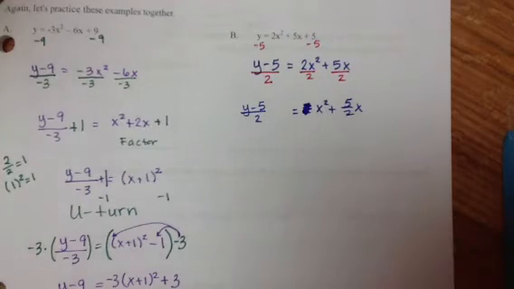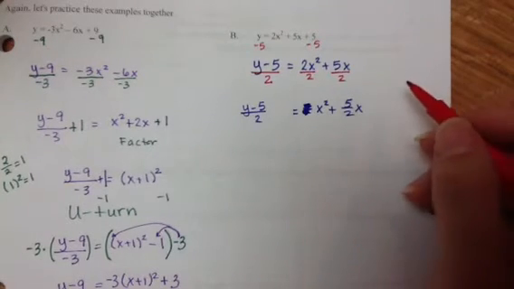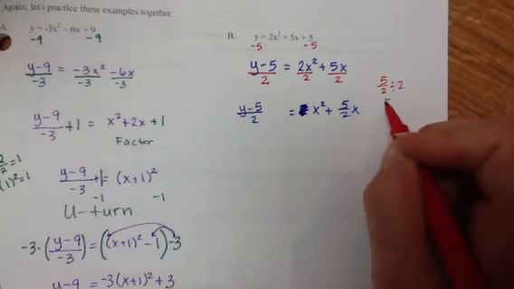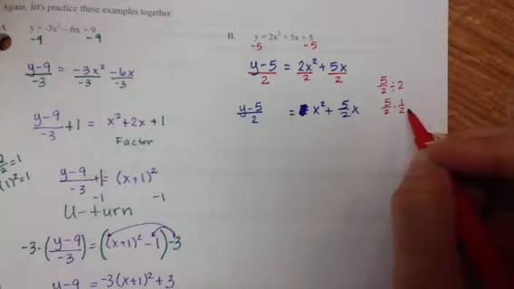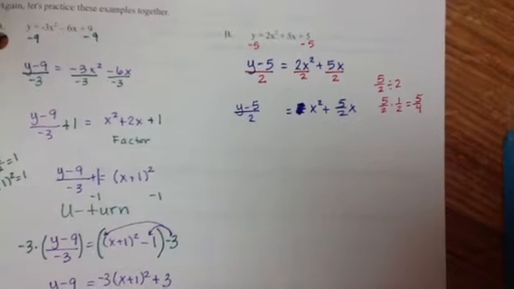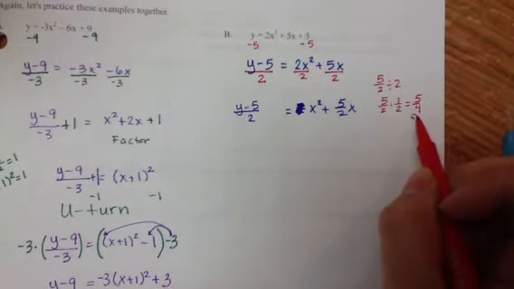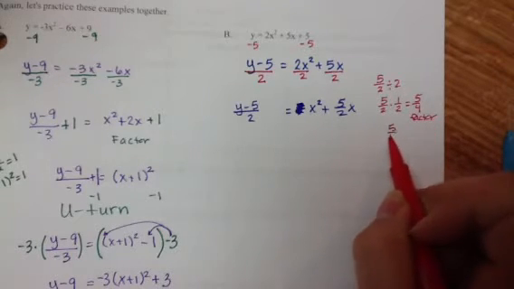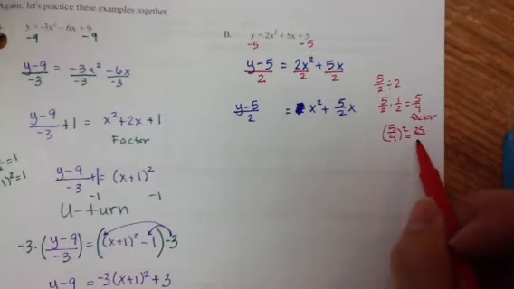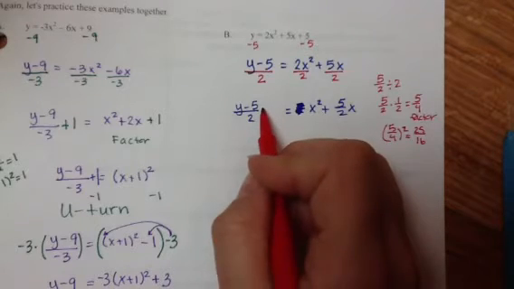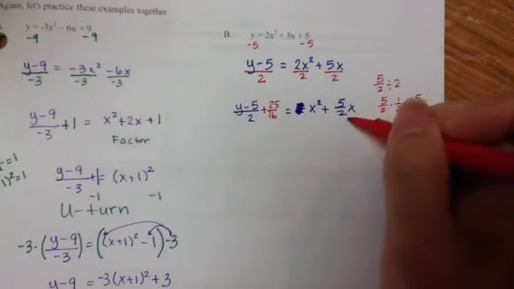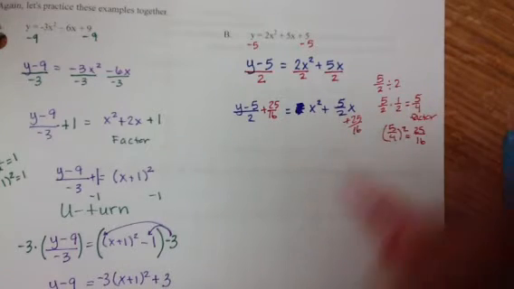Now this one's going to get a little messy because when I find my b divided by 2, 5 halves divided by 2 would be 5 halves times a half, or 5/4. Now the 5/4 is what I'm going to use for factoring. I have to square that to add it to both sides. So 5 squared is 25, 4 squared is 16. So what I'm really adding to both sides is 25/16. So plus 25/16.